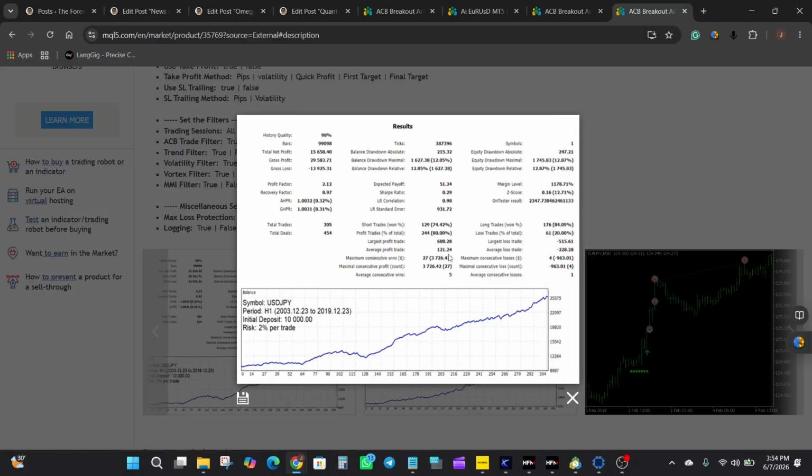The average profit is 121.24, average loss 228.28. So based on the information we have here, this shows me that the risk to reward ratio is pretty bad, and the win rate is actually okay, because the short trades 74.42%, long trades 84.09%. So the win rate is actually okay.